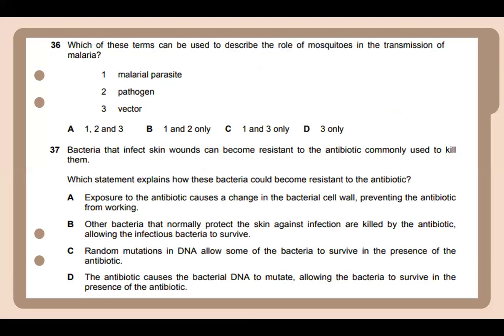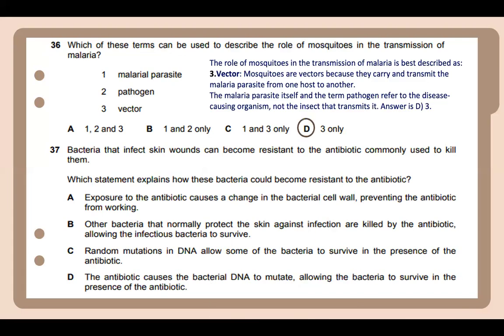36. Which of these terms can be used to describe the role of mosquitoes in the transmission of malaria? The role of mosquitoes in the transmission of malaria is best described as vector. Why vector? Mosquitoes are vectors because they carry and transmit the malaria parasite from one host to another. The malaria parasite itself and the term pathogen refer to the disease-causing organism, not the insect that transmits it. The answer for this will be vector.